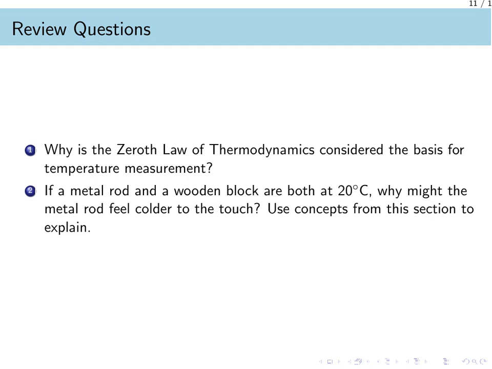We conclude with two review questions to think about. First, consider why the Zeroth law is considered the essential basis for all temperature measurement. Reflect on how it allows us to use a third object to compare two others. Second, think back to the example of the metal rod and the wooden block. If both are at 20 degrees Celsius, why does the metal rod feel colder when you touch it? Use the concepts of energy transfer rates and the limitations of our senses that we discussed at the beginning of this session to explain this phenomenon.